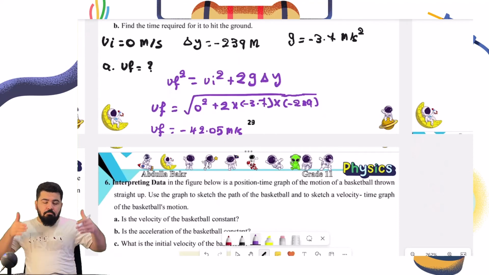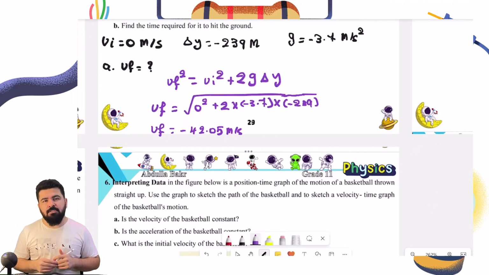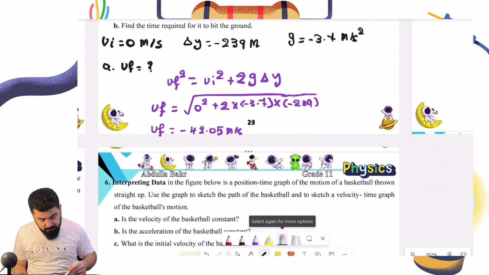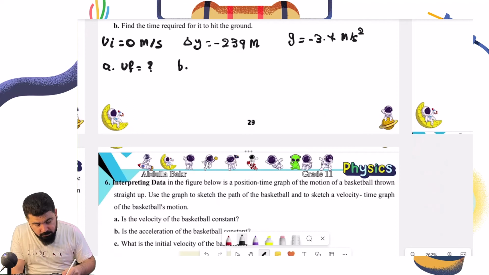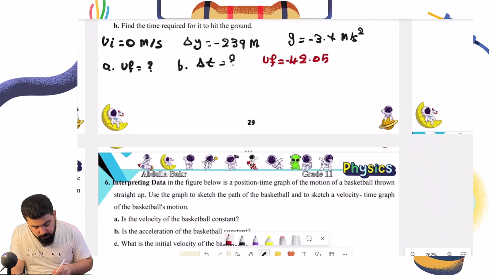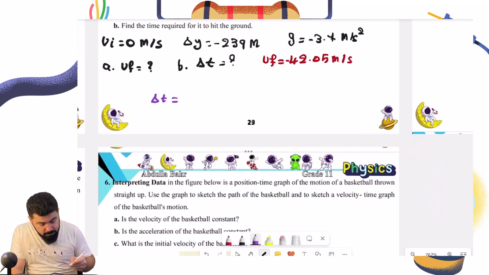Why did we take the negative one? Because V final is toward the ground, so the direction is going to be negative. Okay, let's find B. It says find the time required for it to reach the ground. So delta t is equal to what? We found V final, which is negative 42.05 meters per second. Then let's find delta t. Delta t is equal to V final minus V initial divided by g.